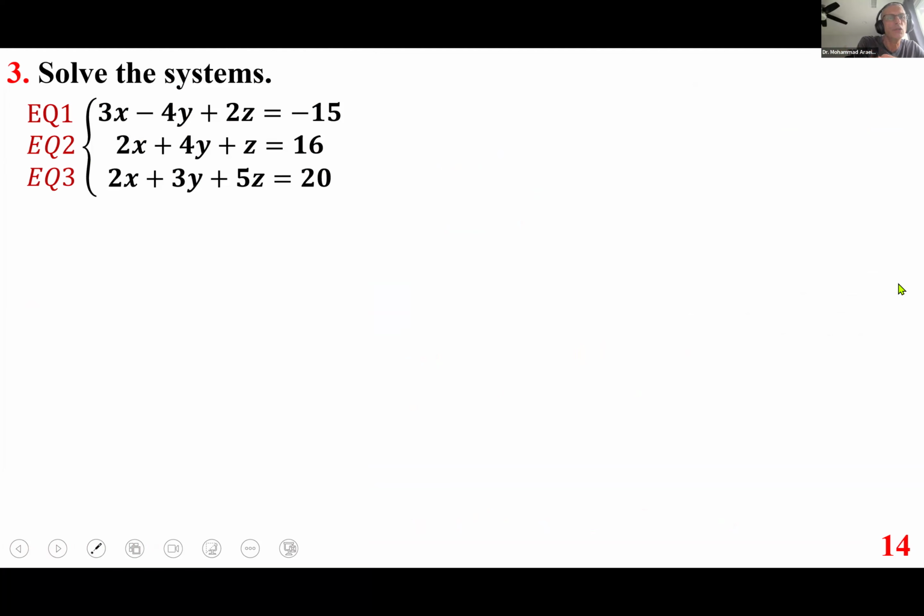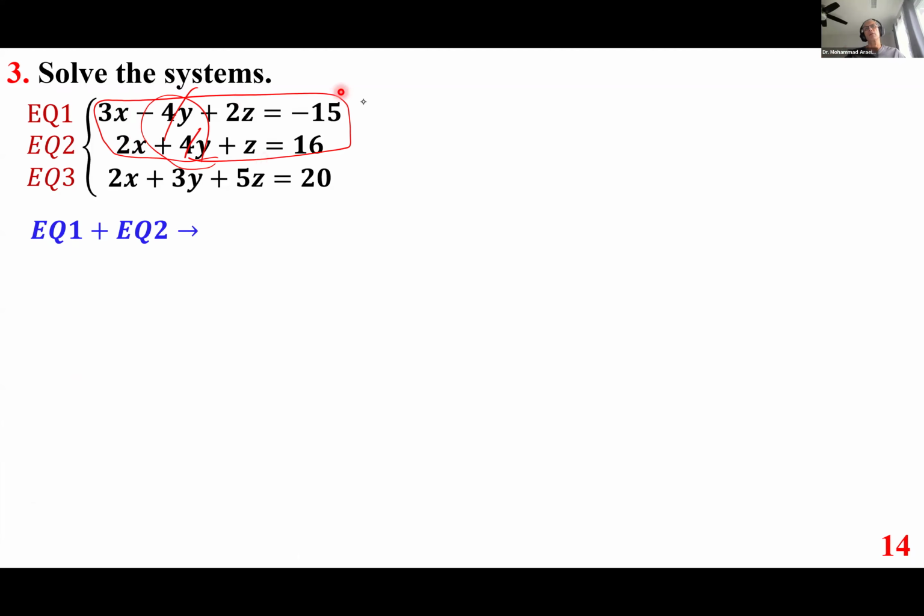of one more. You notice right away that we can add these two because negative 4y and 4y cancel each other. So if I add those two, I end up with 5x plus 3z equals 1.